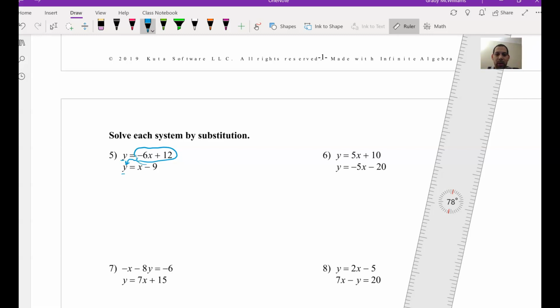Y is equal to all this stuff. So when I substitute, I'm replacing the y with what it's equal to. So this y is the same as -6x plus 12, and I'm going to put that equal to this thing. So I just replaced this y. You could also think of it as y is equal to -6x plus 12 and y is equal to x minus 9. If y is both of these, then that means the y's must be equal to each other.